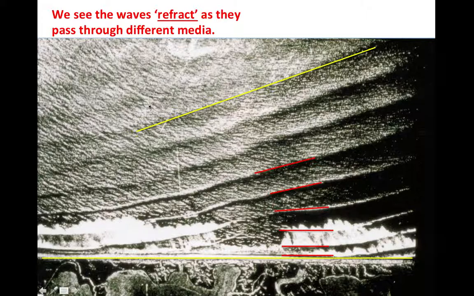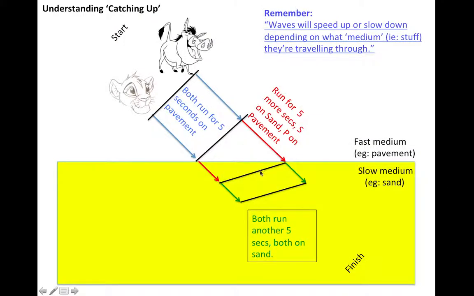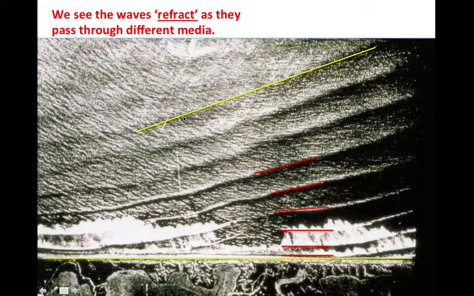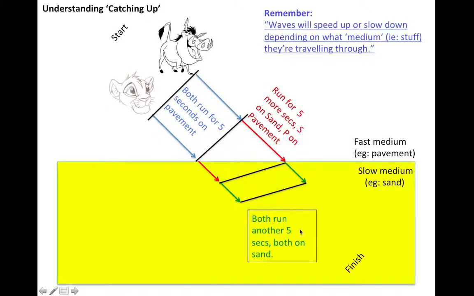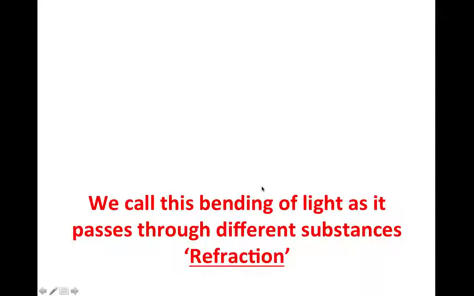We'll see that the waves refract, this key word, as they pass through different media. But there is one difference between this example and this one, and that is that here, the refraction is instant, because we travel from one media instantly into another, from a fast instantly into a slow, whereas in this example, we're travelling gradually into a slower medium, because the water is gradually getting shallower. So we're going to see more of a bend rather than this sharp change. So we call the bending of light as it passes through different substances refraction.